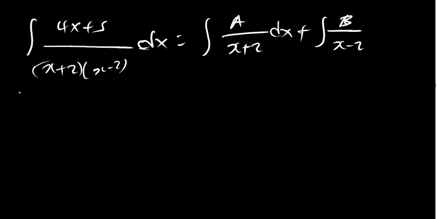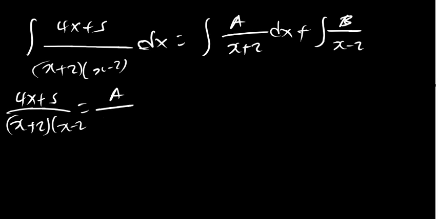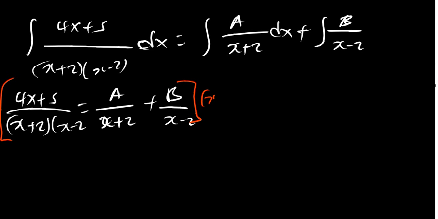So we have 4x plus 5 over x plus 2 times x minus 2. This has to be equal to a over x plus 2 plus b over x minus 2. So we are going to multiply the whole of this equation by x plus 2 times x minus 2.